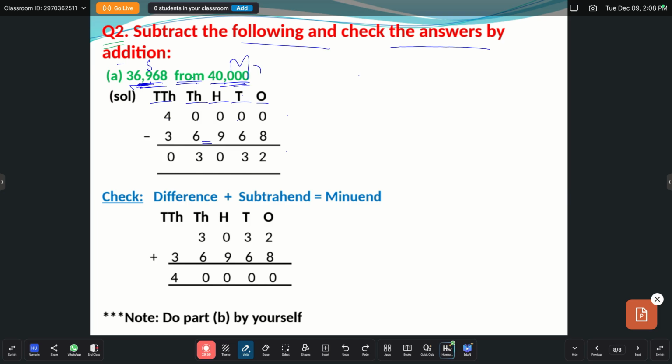And what is my subtrahend? This is 36,968. Okay, boys? Now, what we will do is start subtracting. We will start our subtraction from the one's column. Okay?